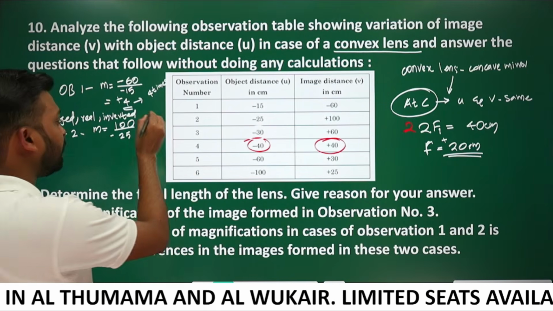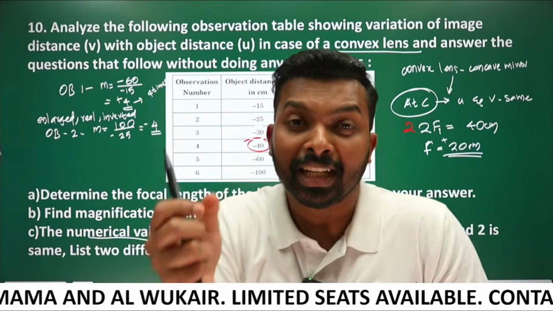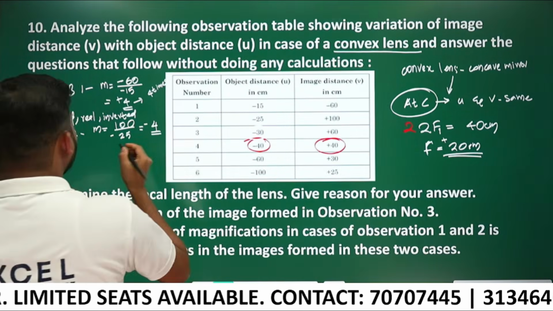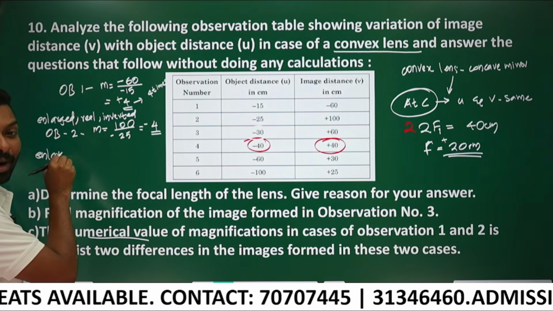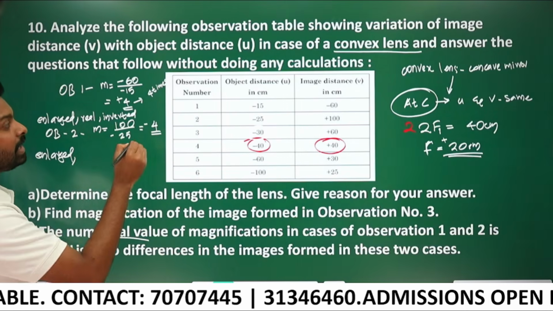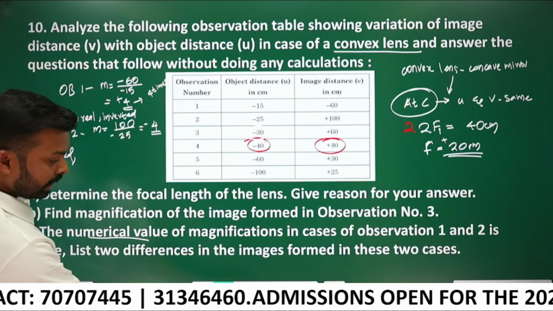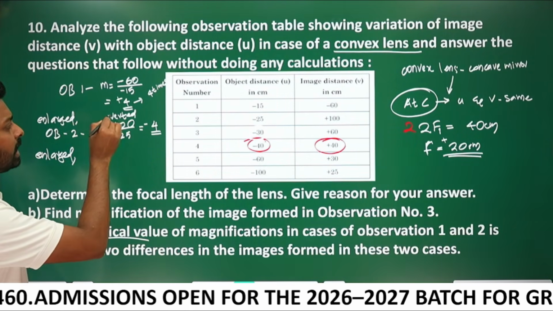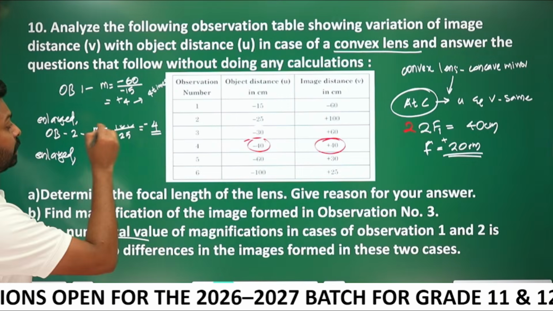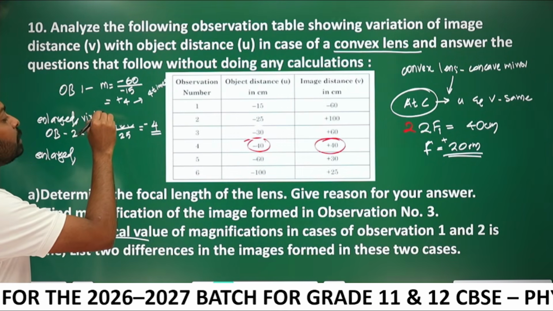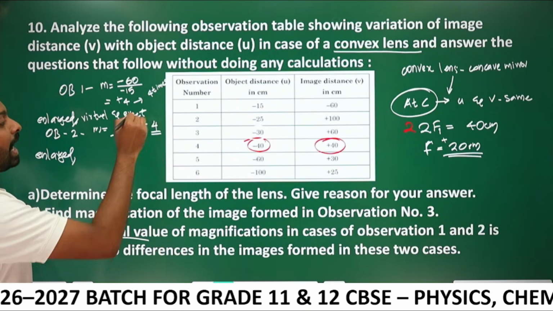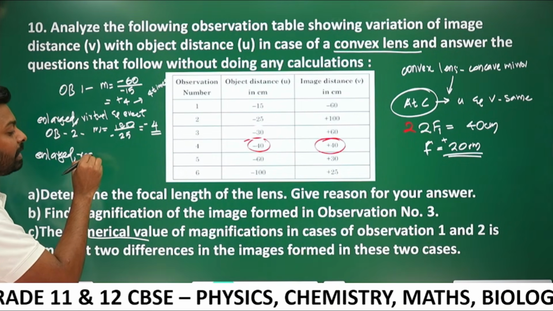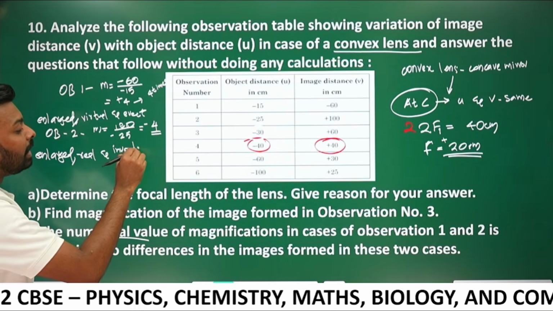Now, what about this particular thing? Here also, don't think that minus 4 means it is a small number. The sign is different, but the value is the same: 4 means again it is enlarged. Sorry, I have written here, this is plus 4, right? Plus 4 means it is virtual and erect, and it is enlarged. But here it is negative, which is real and inverted.